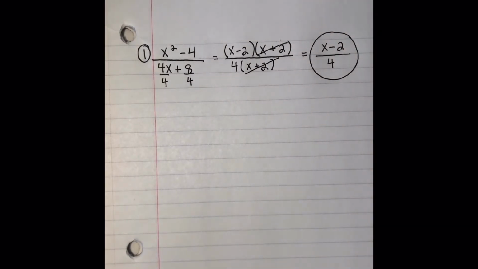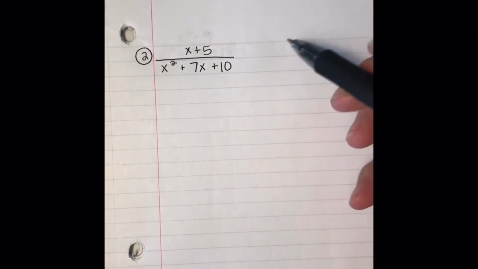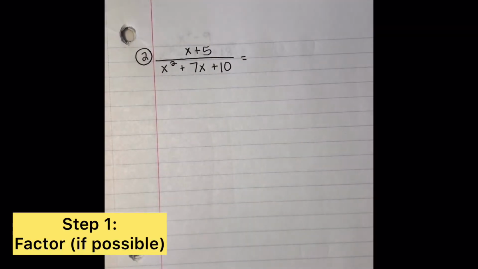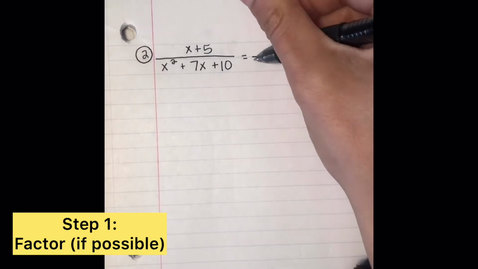All right, number 2. We've got x plus 5 on top, x squared plus 7x plus 10 on bottom. The top, there's no GCF and it's linear, can't factor. But the bottom, we've got a quadratic trinomial, so we can factor the bottom.